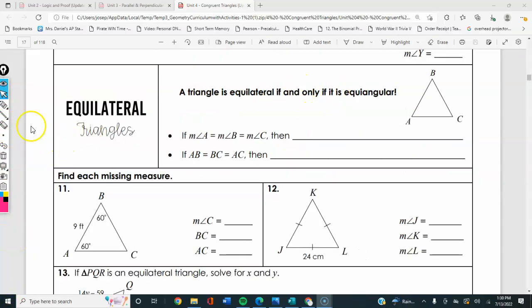All right, y'all. I'm going to do the algebra ones in class. But I'm going to go to the next page. We're going to talk about equilateral triangles and finish it off with these.